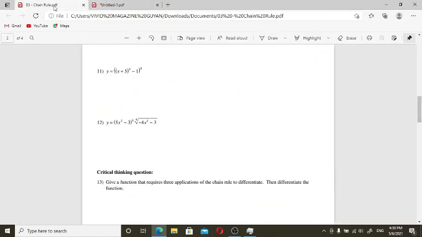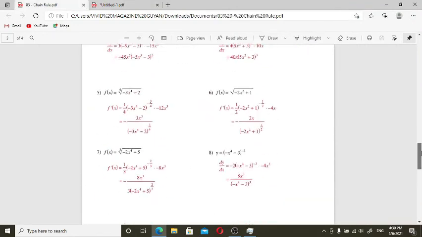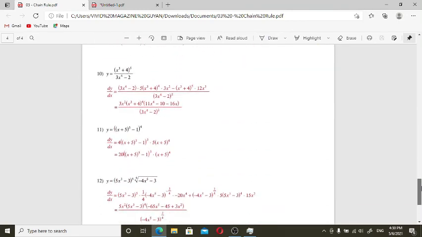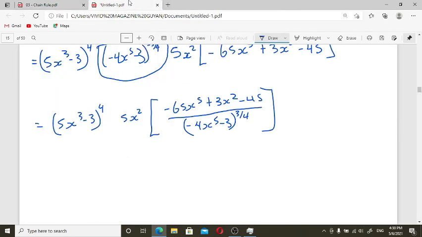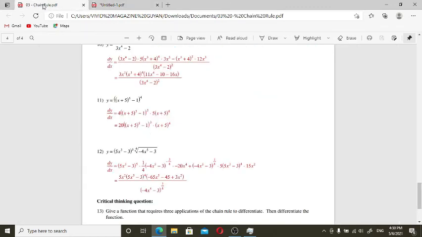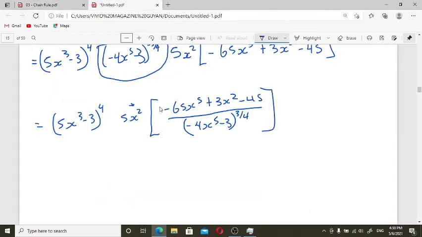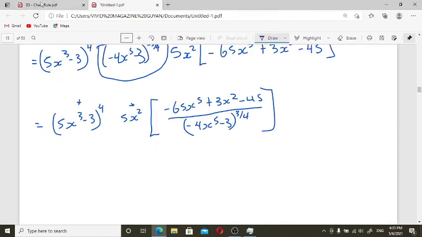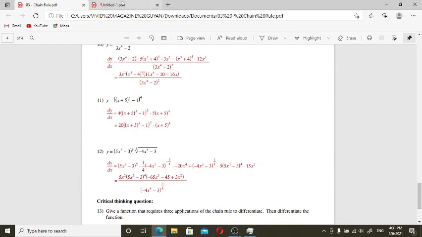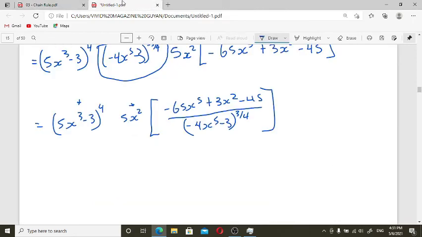Let me see if this is the answer. 5x squared, which I have here, so this is good. 5x cubed minus 3 raised to the 4th, which I have here, good. Minus 65x to the 5th, minus 45 plus 3x squared there, minus 4x to the 5th minus 3. Yeah, and that's it. And with that, that's completing chain rule.